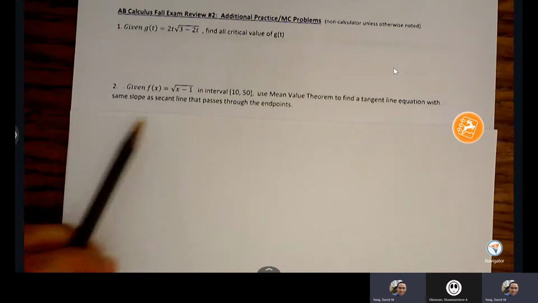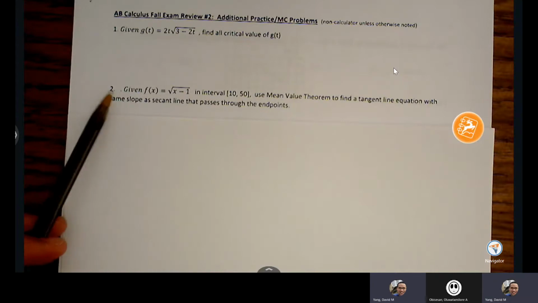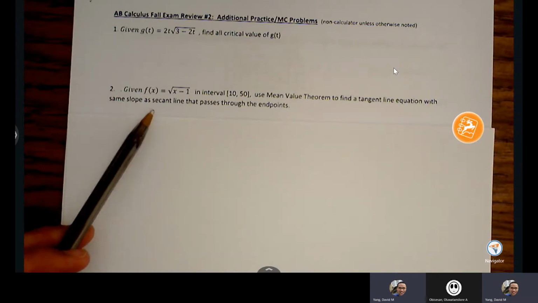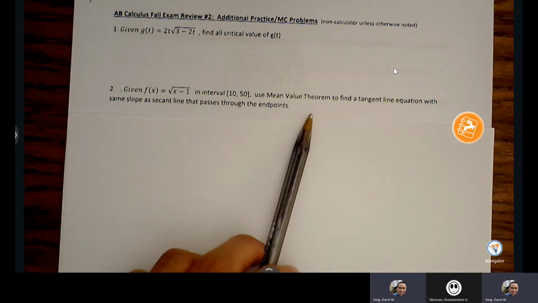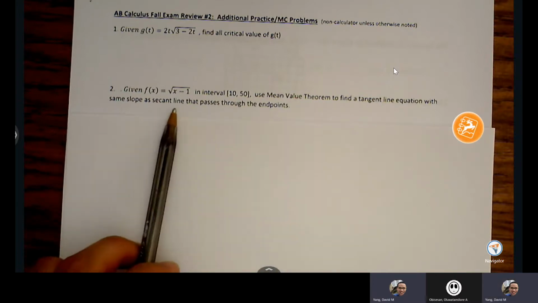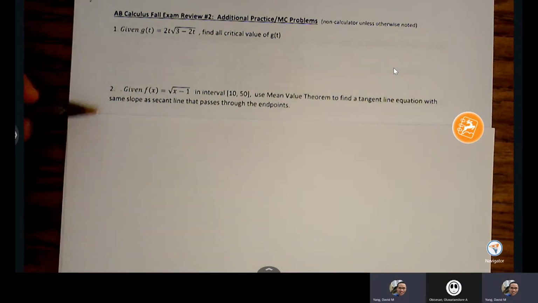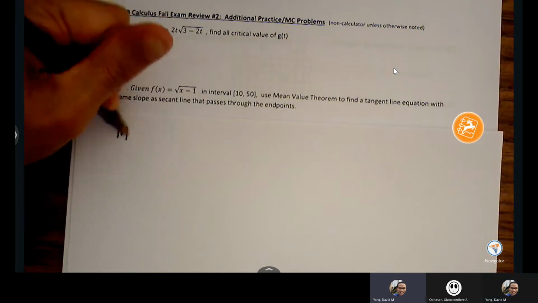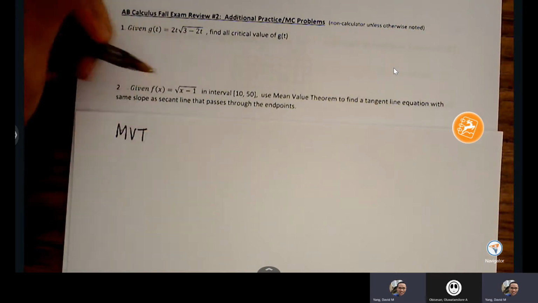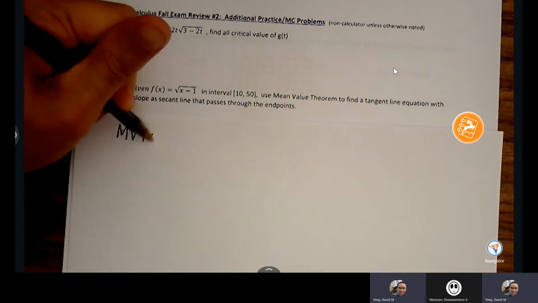All right, so number 2, off of review packet number 2, mean value theorem. Given our function is square root of x minus 1 in the interval from 10 to 50, use MVT to find the tangent line equation with the same slope as a secant line that passes through the endpoints. So really, we're just going to step through mean value theorem, and then from there, we can create our, in this case, tangent line equation.